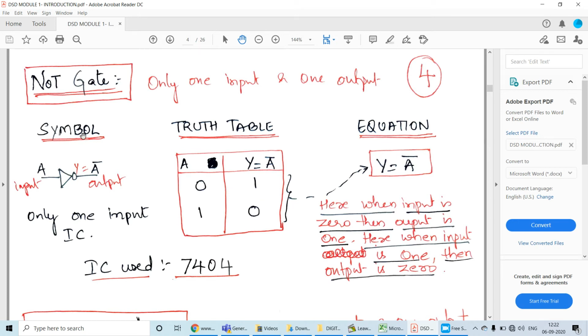So the equation for NOT gate is what? Y equals A bar. So A is 0, Y equals A bar which is 1. A equals 1, Y equals A bar which is equal to 0. Okay. So one input, one output for NOT gate. And this is the symbol which is used for NOT gate. Very, very important. You have to remember these symbols.